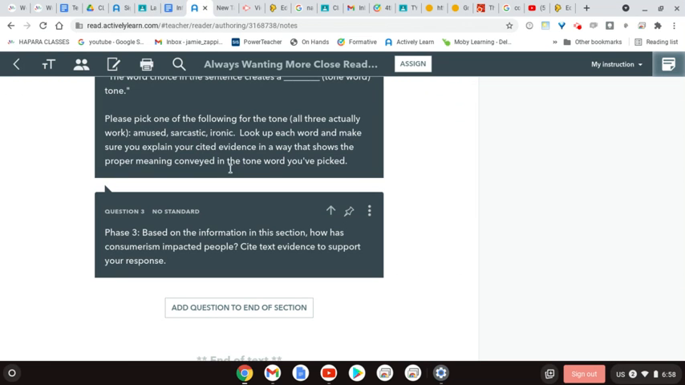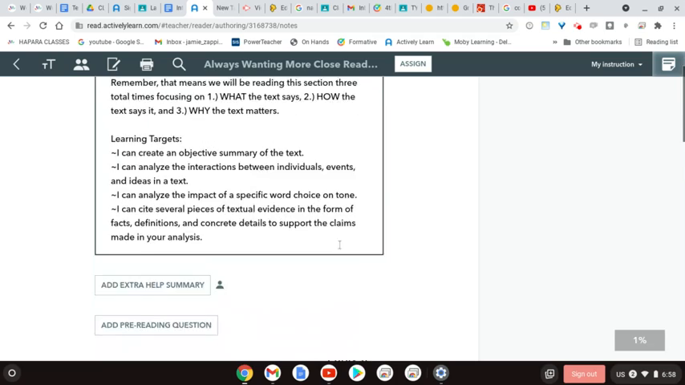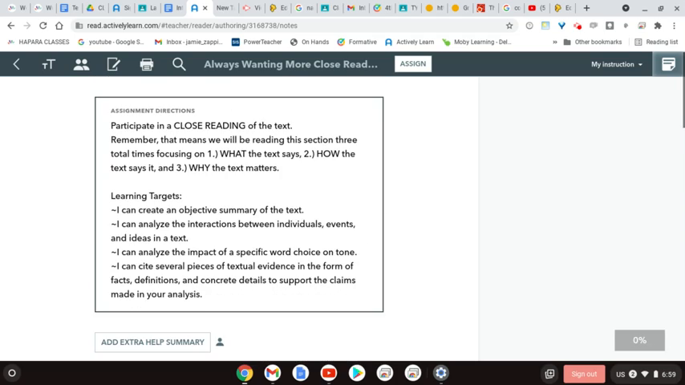So go ahead and complete this close read today, looking at what the text says, how the text says it, and why the text matters. Go ahead and get to work.